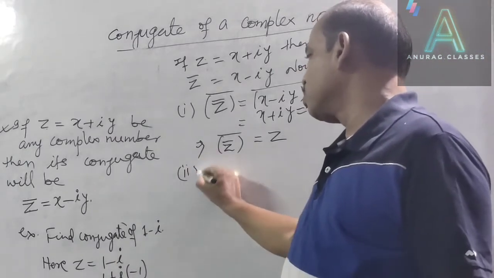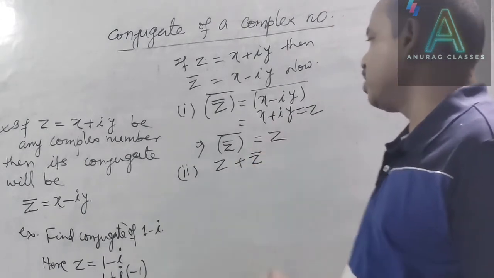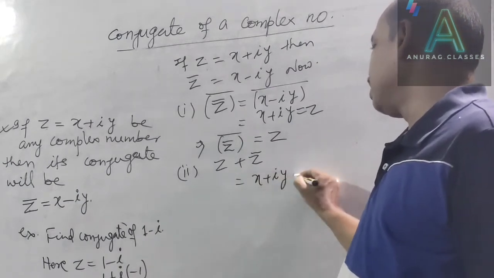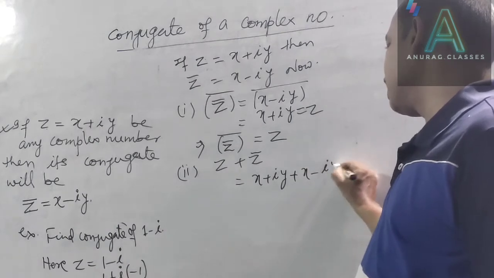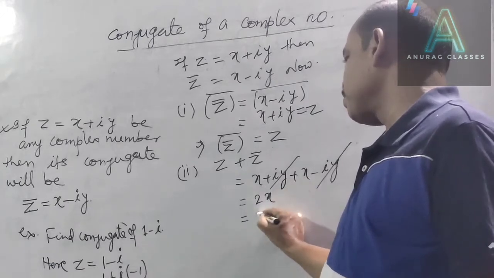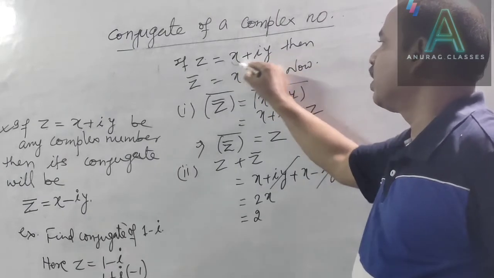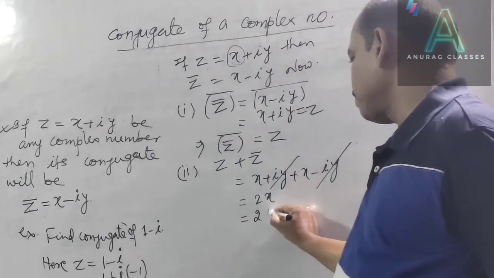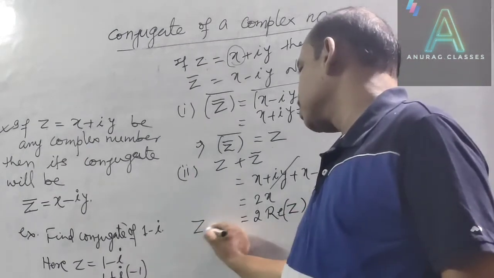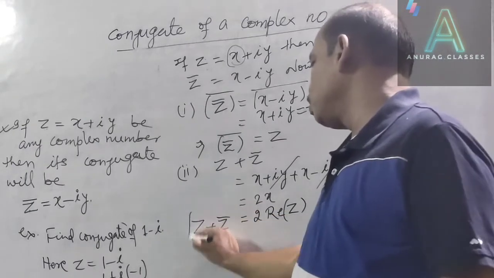Number 2, what will we get if we add a complex number to its conjugate, meaning z plus z conjugate? Clearly you can see here z is x plus iota y and the conjugate is x minus iota y, plus minus cancel, then it is 2x. But as you know, in the complex number z equal to x plus iota y, x is the real part of z, so I can write it as 2 real z. So the property will be z plus z conjugate is equal to 2 real z.